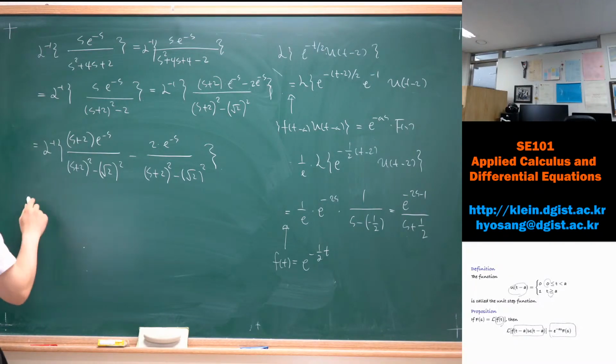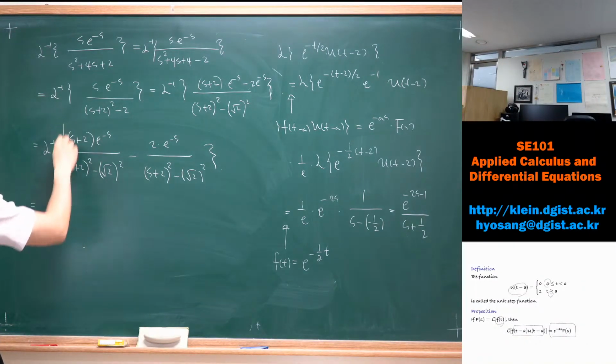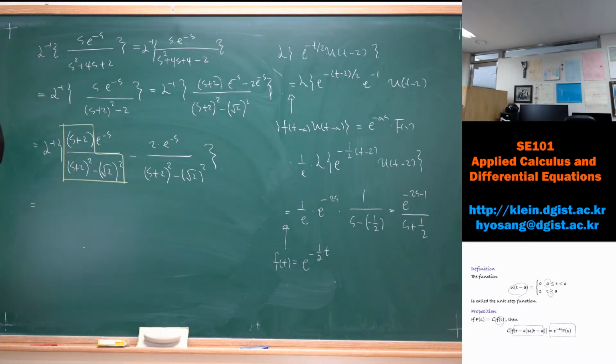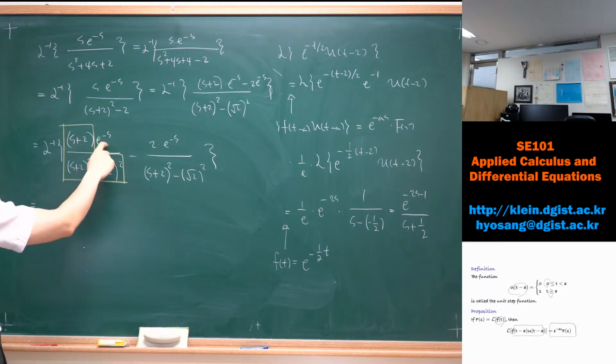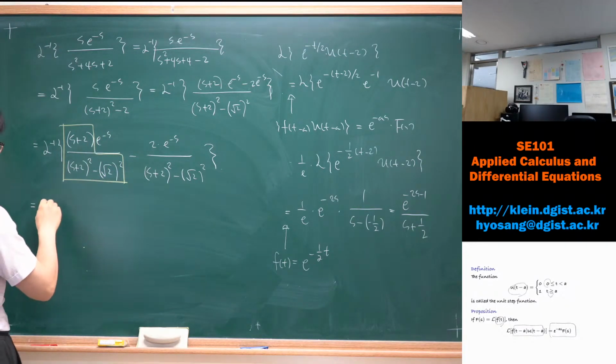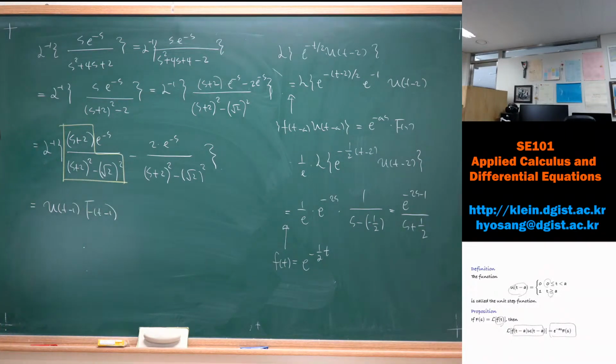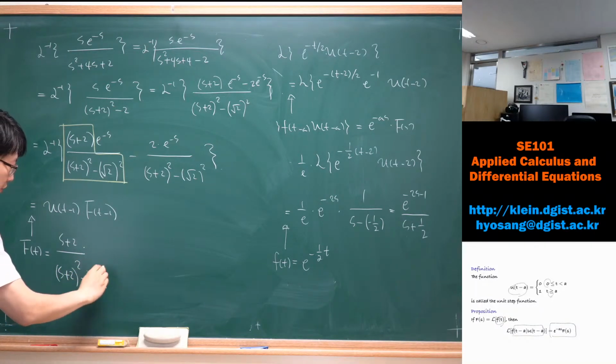So what's the first one? We have something similar, something that we know, times e to the negative s. If we multiply these, we get the step function, u of t minus 1, times f of t minus 1. And here, f of t is what? This is our f of t, s plus 2 square minus square root of 2.